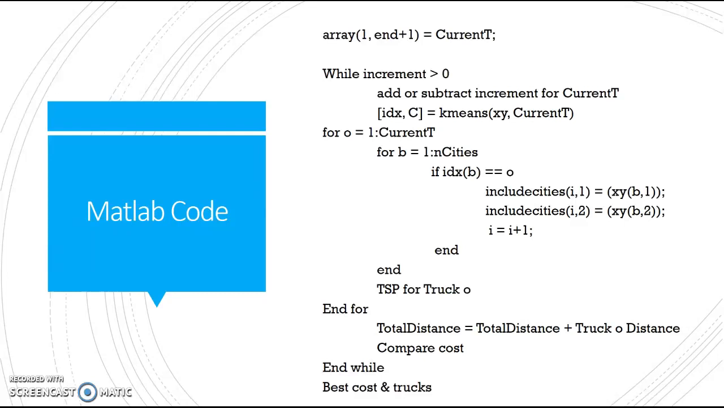Once the route for the specific truck is complete, we run the TSP for that truck, and run it again for every single truck in this loop. Each time it goes through a truck, it adds to the total distance, so we can finally calculate the total cost and compare that cost to the best cost. It goes over and over, looping through until our increment reaches 0 and we have found the best solution.